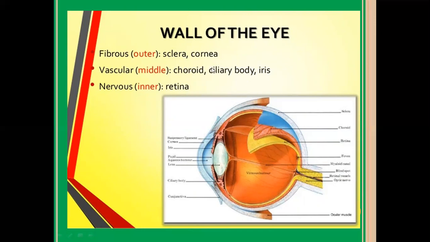Okay, these all are parts of the middle layer. And the third one is the inner layer. It is the nervous layer, and it is called the retina. So, how many layers of the eye are there? There are 3 layers of the eye: outer layer, middle layer, and inner layer. Now, one by one, we will discuss each layer.